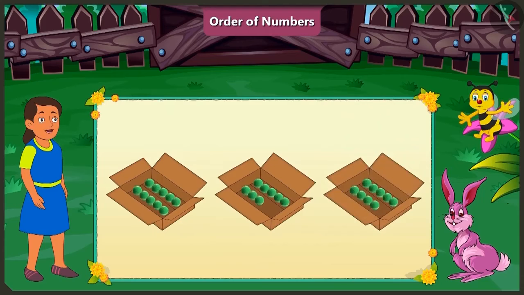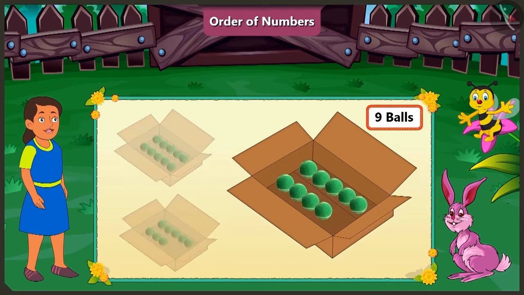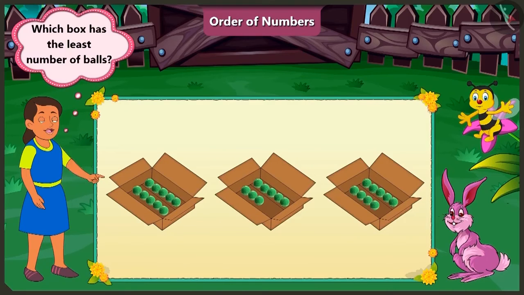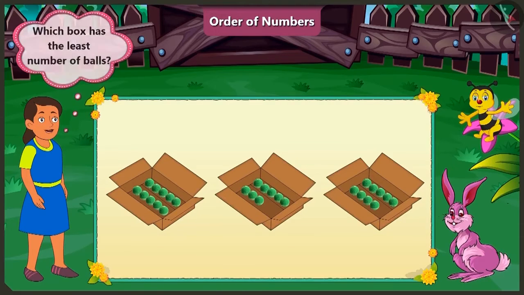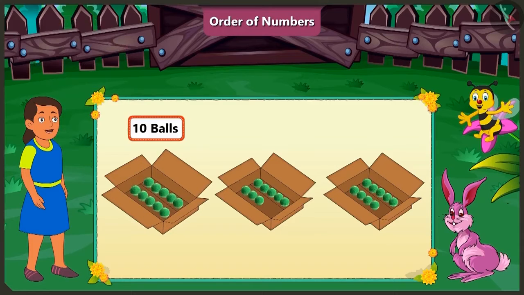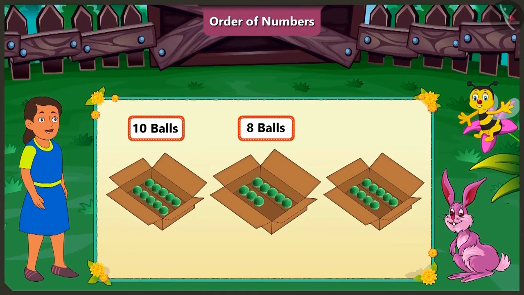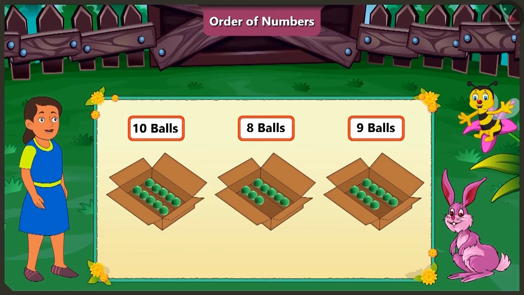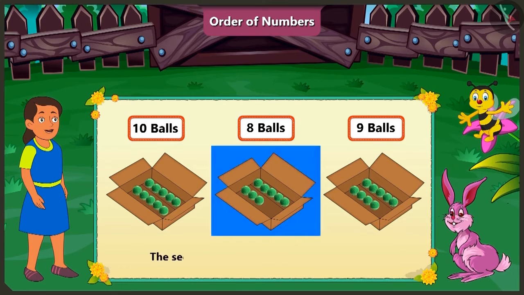I will keep a third box here. It has 9 balls. Now tell me, out of the 3 given boxes, which one has the least number of balls? The first box here has 10 balls. The second has 8 balls. And the third box has 9 balls. While counting from 1 to 10, 8 comes before 9 and 10. We can see that the smallest number here is 8. That is why the second box has the least number of balls.